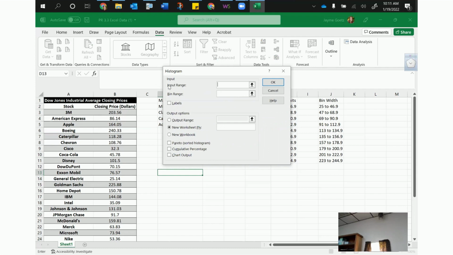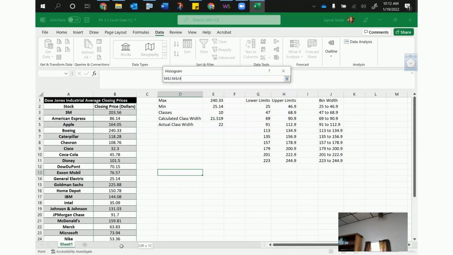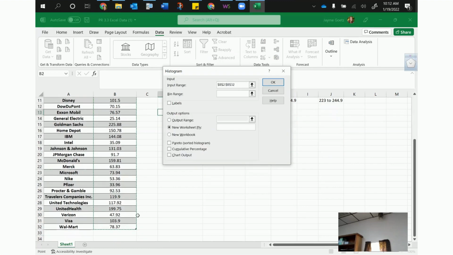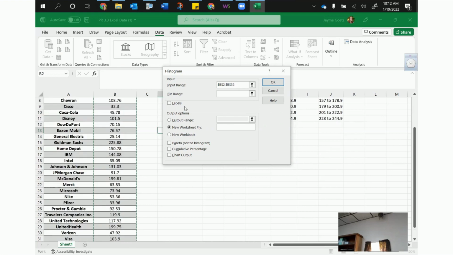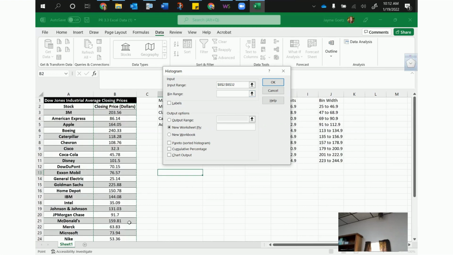Now, to do this, you're going to start with input range. To click on the input range, you want all of these numbers, but you need to make sure you get the column header in there with it. That's the whole reason we needed it. So I'm going to start by clicking on closing prices in dollars, and I'm going to highlight all the way down to the 78.37, that Walmart closing price. You need every single one of them. You'll notice it'll make it an absolute cell reference, and that's okay. B2 to B32, that's what we need.